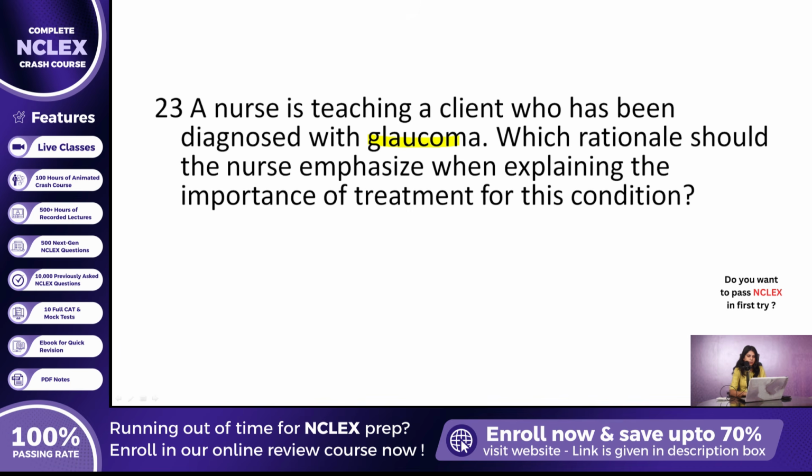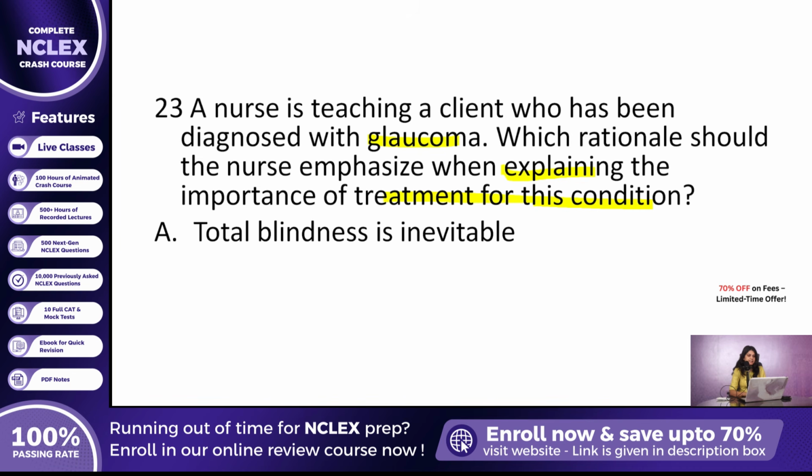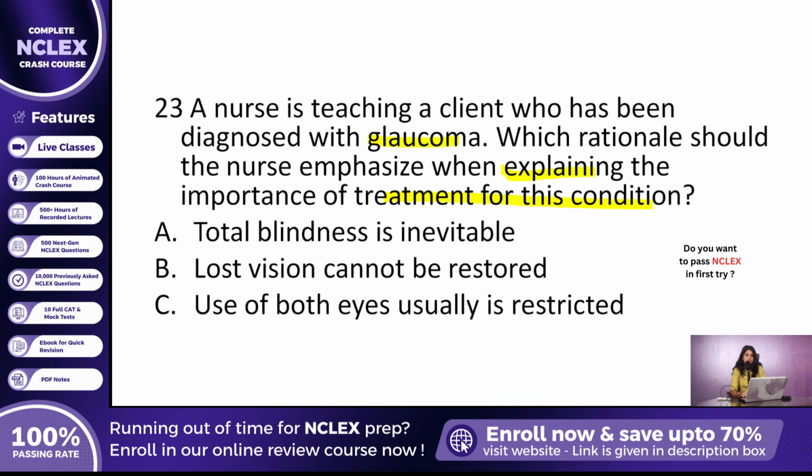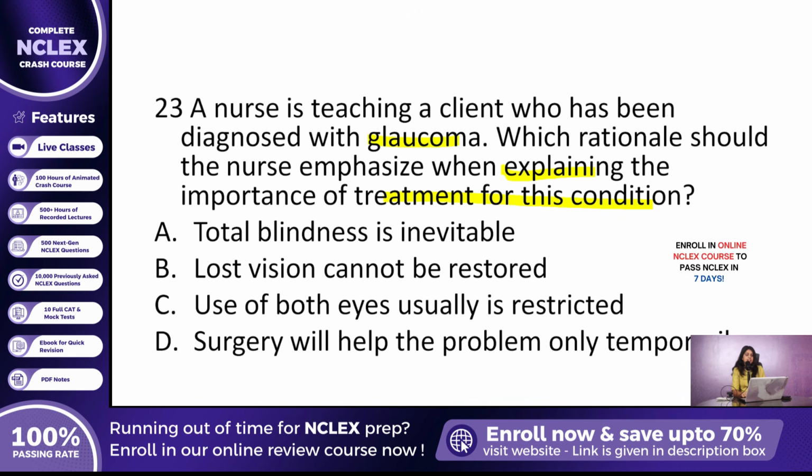The nurse is explaining the importance of initiating and maintaining treatment, and the question asks, which rationale should the nurse emphasize when discussing the significance of managing this condition? The options are: Option A, total blindness is inevitable. Option B, lost vision cannot be restored. Option C, use of both eyes usually is restricted. And Option D, surgery will help the problem only temporarily.